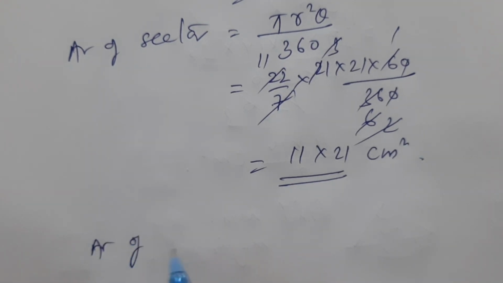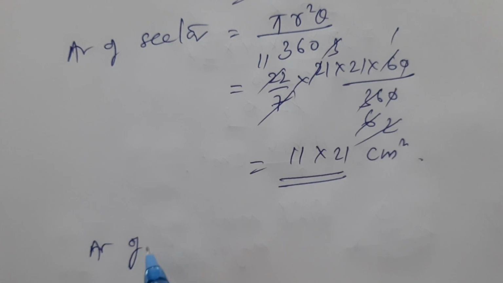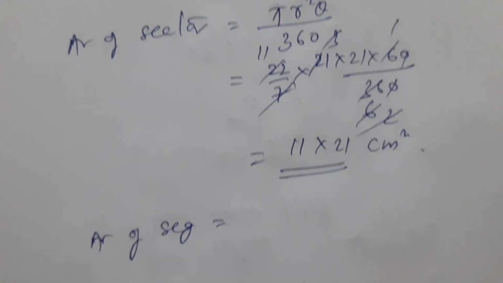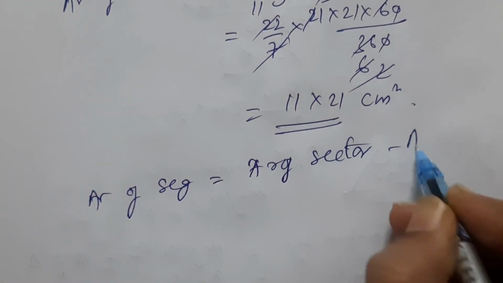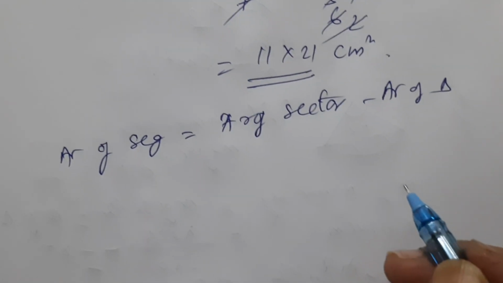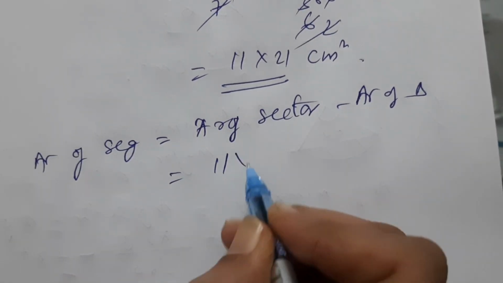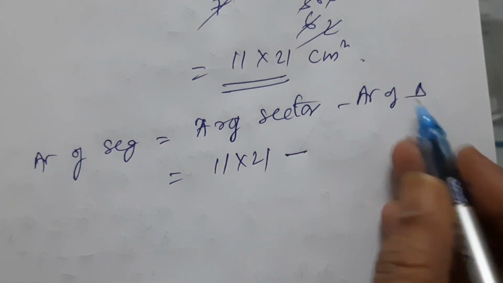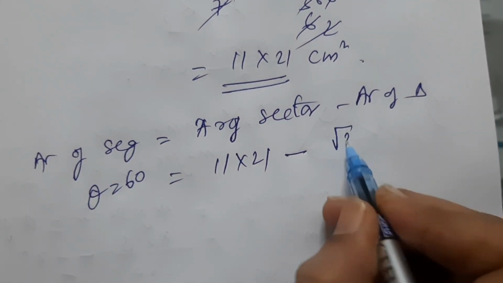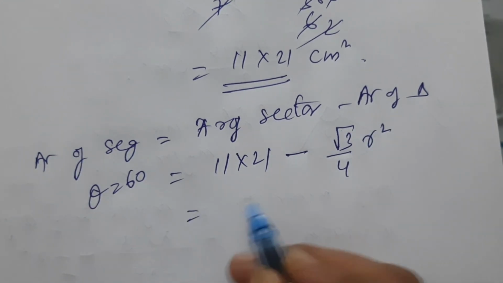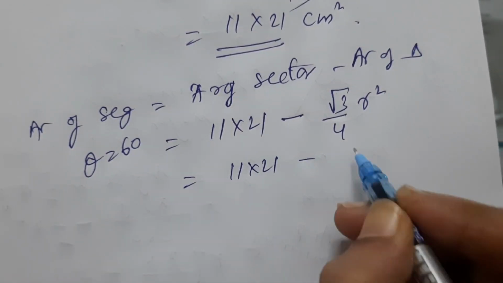Now area of segment also we need to find. So after calculating sector, they are asking area of corresponding segment. I told you how to find area of segment: that is area of sector minus area of triangle. Area of sector we already calculated, 11 multiplied by 21. Whereas area of triangle, as theta is given 60, our formula is root 3 by 4 r square. Thus multiply 11 and 21.